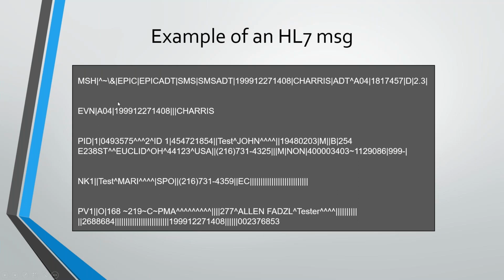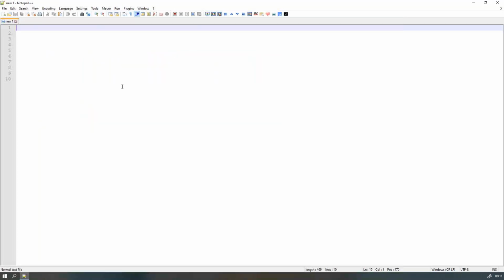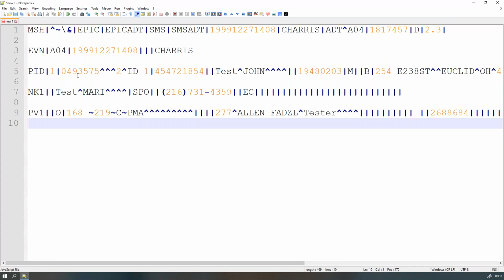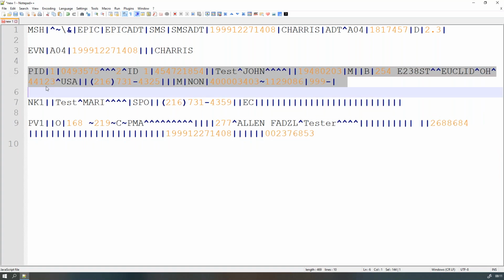So let me take this to a notepad and we will understand what a pipe is and all. All right. So we are looking at an HL7 sample. This is our PID segment. I will separate this from the entire message so that we can just focus on that one.